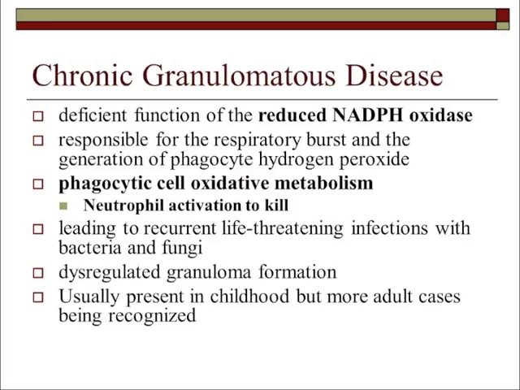So problems with this lead to recurrent life-threatening infections, like we just gave the example of this 23-year-old girl. Bacteria and fungal infections mainly. They can also have dysregulated granuloma formation. Usually they'll present in childhood, but there are a lot more cases presenting in adulthood now. Like you saw, she was 23 years old by the time she presented.